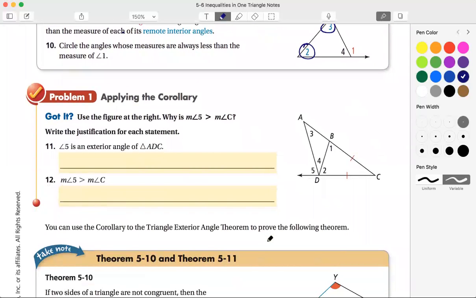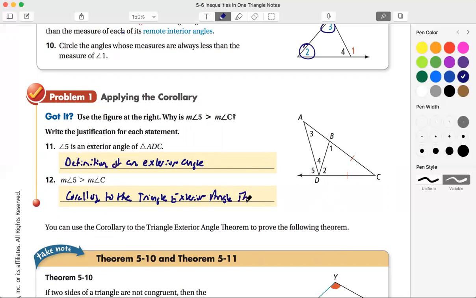Okay, let's apply that. In the figure at the right, why is the measure of angle 5 greater than the measure of angle C? Justify. Angle 5 is an exterior angle of triangle ADC. How do I know that? Definition of an exterior angle. How do I know the measure of angle 5 is greater than the measure of angle C? By the corollary to the triangle exterior angle theorem.